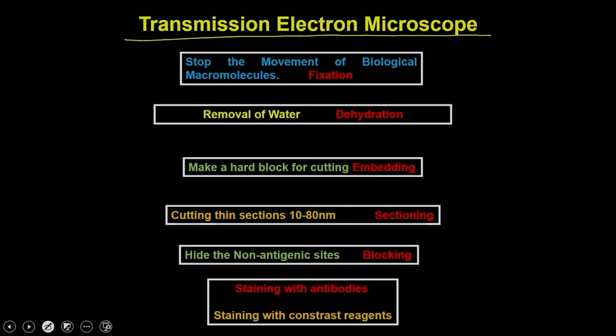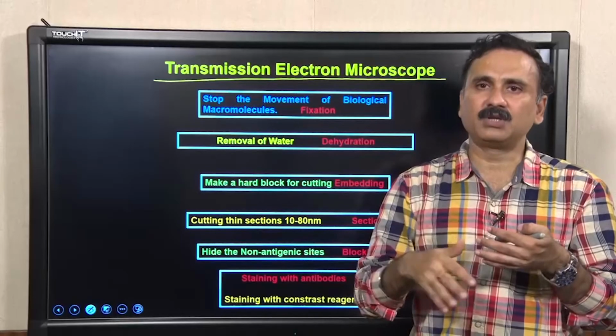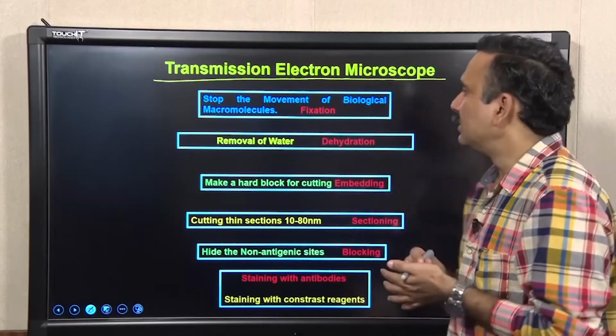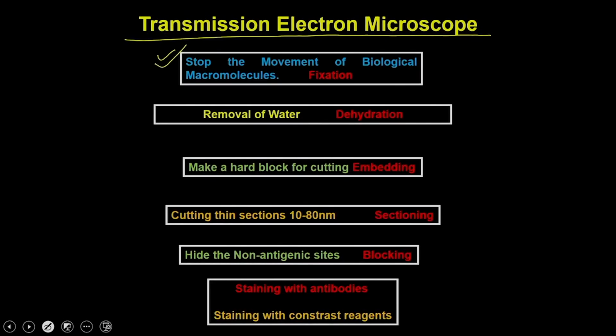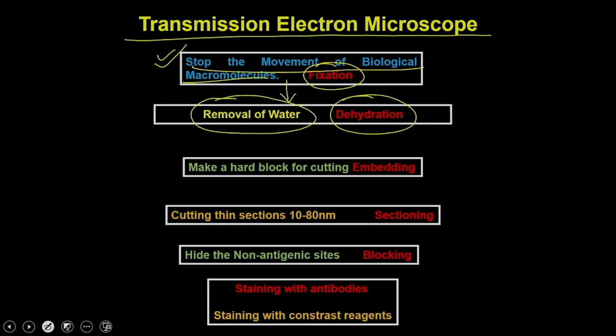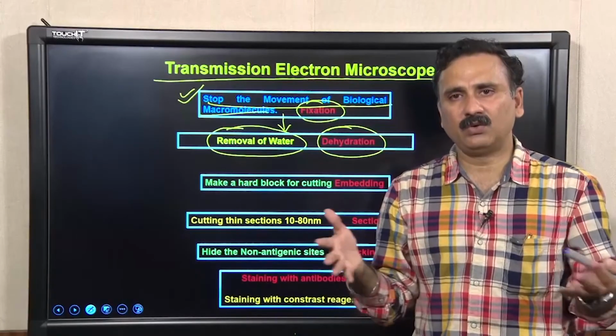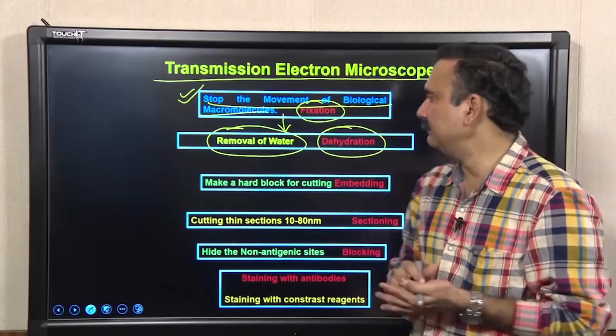from what you have done for the scanning electron microscope, and you have to do additional steps because now you want the electrons to pass through the sample, and then it gives you the image. The first step is the same: you have to stop the movement of the biological macromolecules, which means you have to do a fixation step. After the fixation, the second step is also the same: you have to remove the water, so you do a dehydration, so that water does not increase the background, because water interacts with the electrons and diffracts them, and that is how you get a heavy background. So, you have to remove the water.